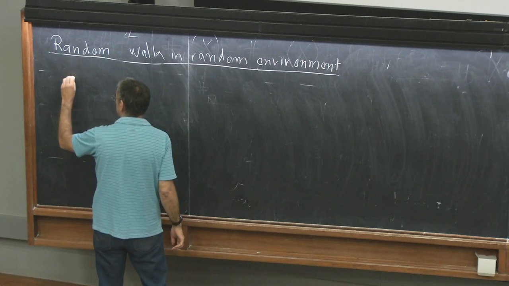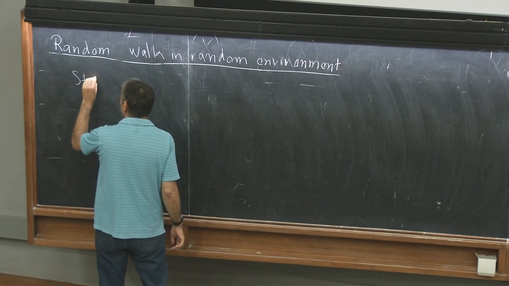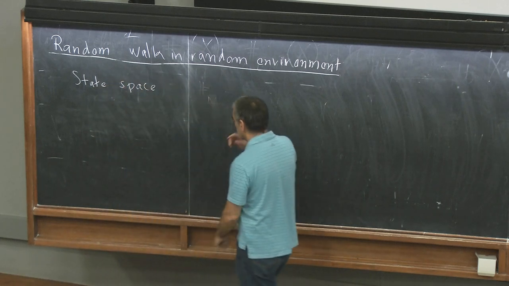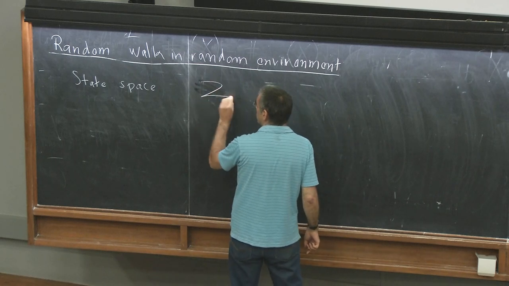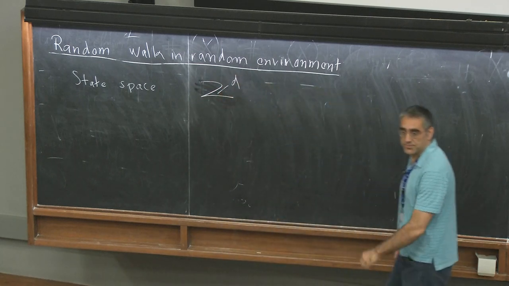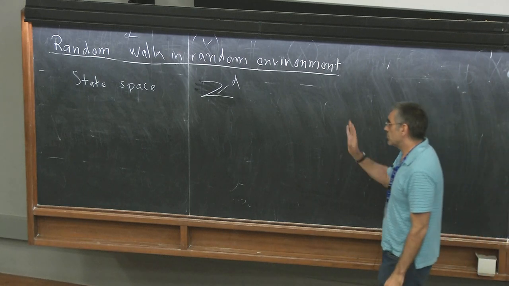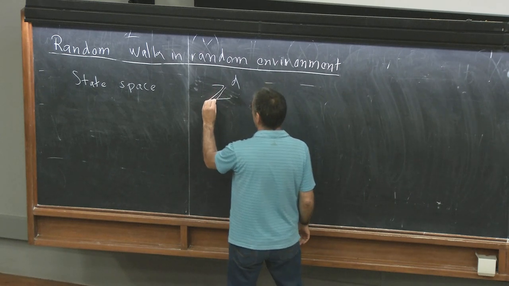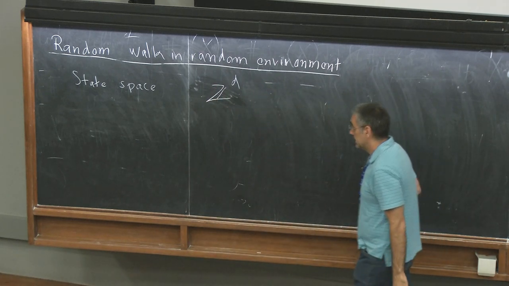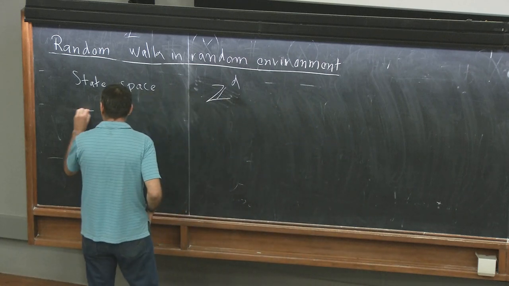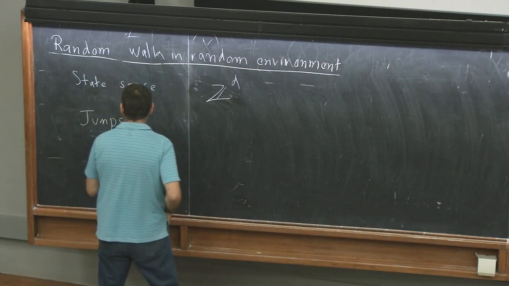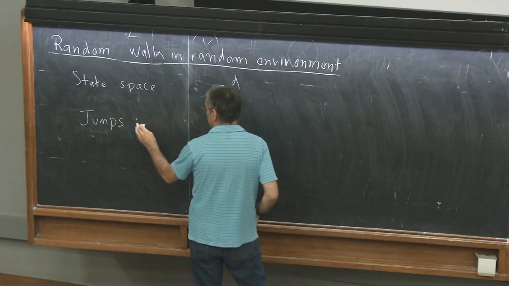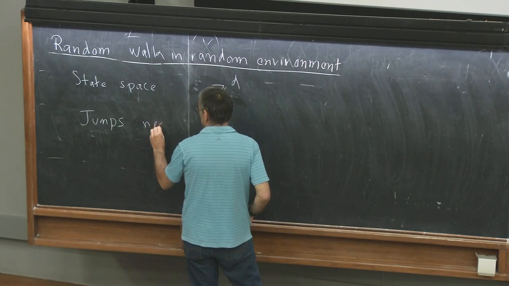Let me spend a little bit of time defining it. So this is a stochastic process which corresponds to the movement of a particle on the hypercubic lattice. Well, it could be some other graph, but I will focus on the hypercubic lattice. And the particle has jumps, for the sake of this talk, the jumps will be always to nearest neighbors.